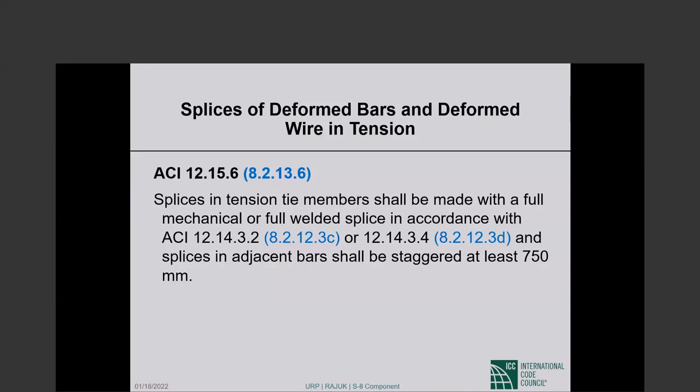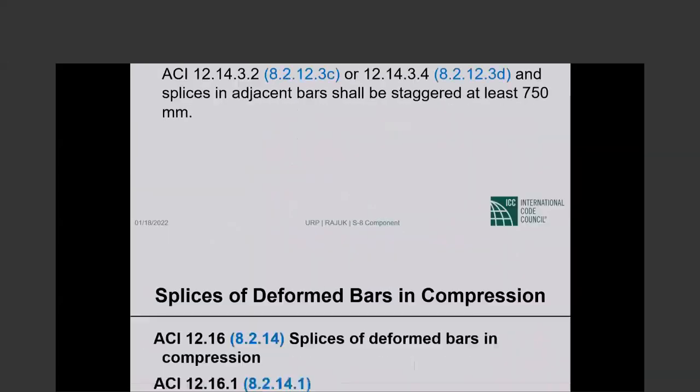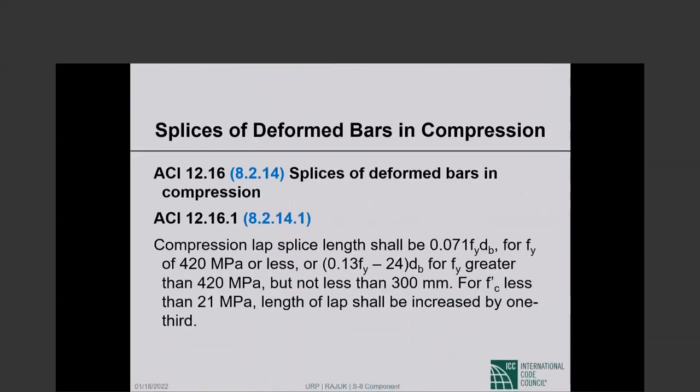So tension tie members in concrete are not commonplace, but if you have them, this is a member subject to tension. All the tension obviously has to be taken by the reinforcing bars. Concrete doesn't carry any. So if you have to splice them, it is full mechanical or full welded splice. And very importantly, the splices in adjacent bars shall be staggered at least 750 millimeters.